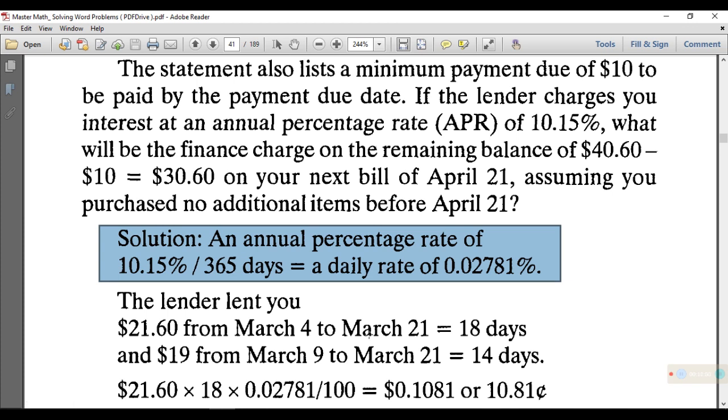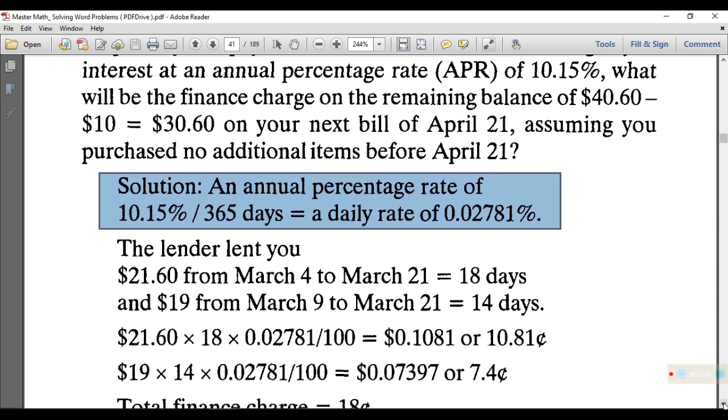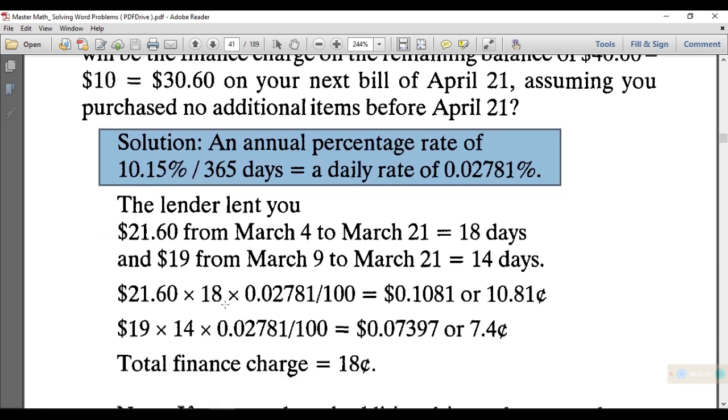The lender lent you 21.60 from March 4 to March 21. 18 days yon. And 19 from March 9 to March 21. So, 14 days siya. So, 21.60 times the 18 days times your interest over 100, but may over 100 dito. Naka-percent po tayo, 0.02781%. So, sobrang liit lang niya.